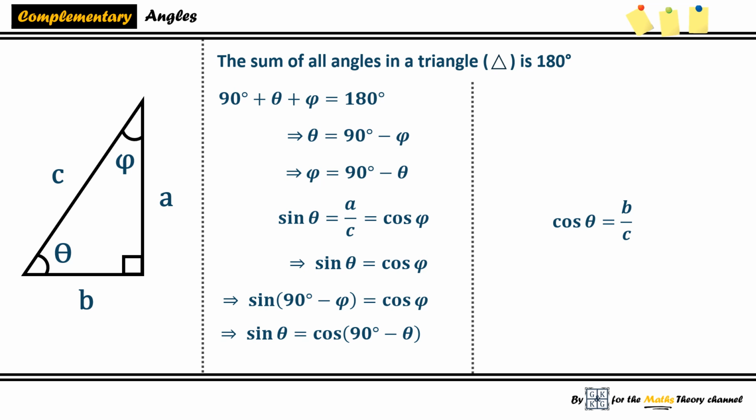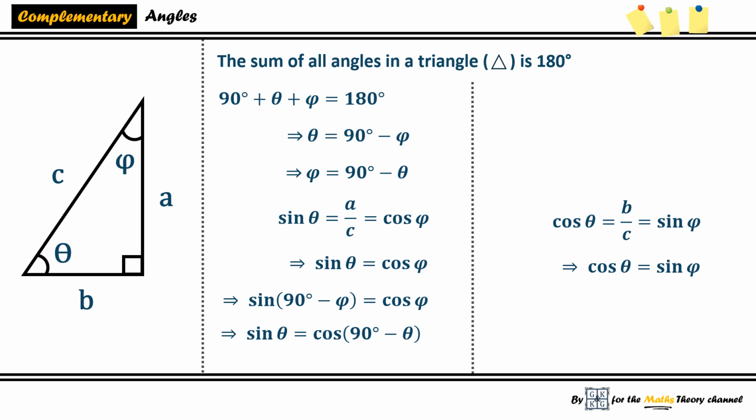How do we link phi to this? You guessed it, it is via the sine function. So the opposite side to phi is B and the hypotenuse is C. So B over C equals to sine of phi. Therefore, we can write cos theta equals to sine of phi.